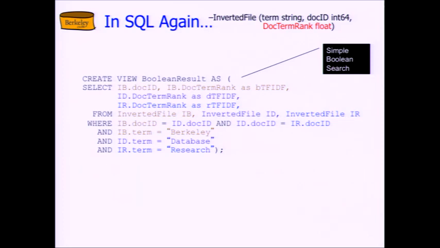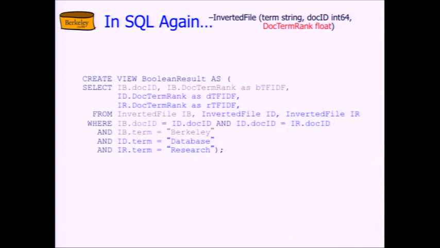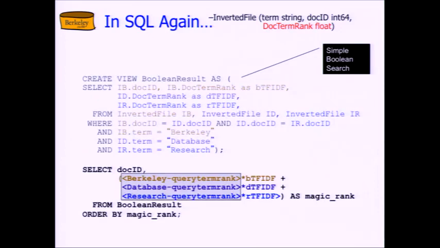So before we issue this query, we will look up the term info for these words. That will generate for this query the TF-IDF for the, small, and aardvark, and we'll pass them into the select list in this little box. So the result of looking those things up is the Berkeley query term rank, the database query term rank, and the research query term rank. Sorry, the query we changed to was Berkeley database research. And that expression you see of the multiplication and addition is just the dot product.